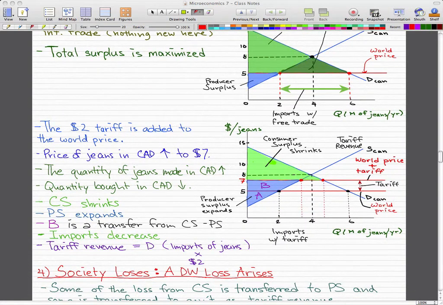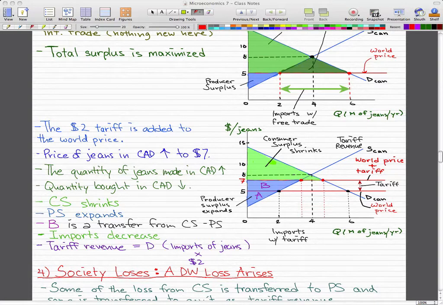Now, let's add on the $2 tariff to the world price, making the world price plus tariff $7. In such cases, the price of jeans in Canada actually rises to $7, and the quantity of jeans made in Canada actually increased, because before they were making only 2 million. Domestic producers, only making 2 million pairs of jeans, now they're making 3.5 million. And quantity bought in Canada actually decreases. Before, domestic consumers were buying 6 million pairs of jeans, now they're only buying 4.5 million.